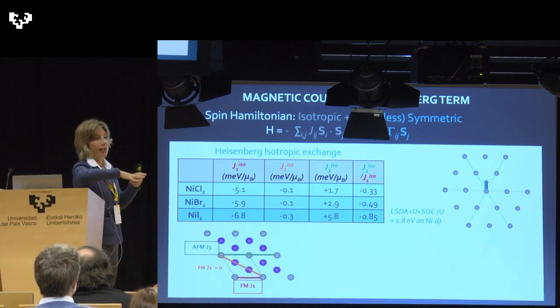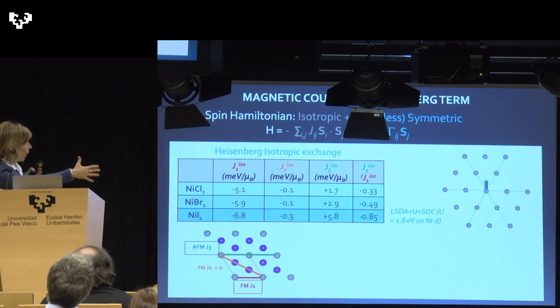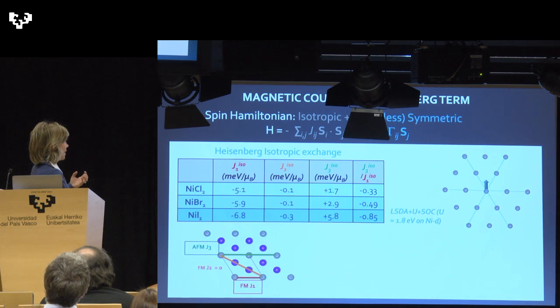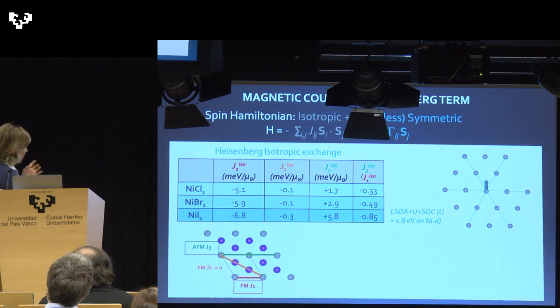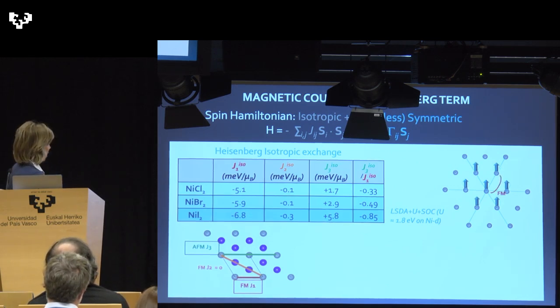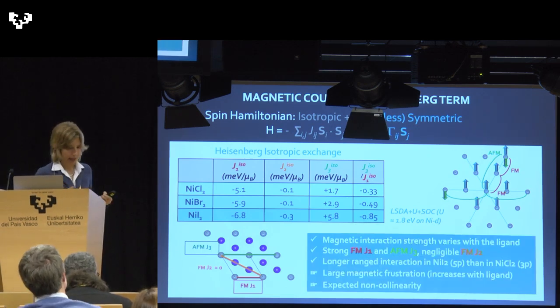So iodide has 5p orbitals, which are very wide, and they can mediate an exchange interaction on a wider scale. Chlorine is more localized, so it's meaningful that you get a J3 which is smaller in chloride than in iodide. But coming back to the J3, this is strongly positive, almost as big as J1. So actually, the first neighbor would like to be ferromagnetically coupled, but then J3, of course, makes a mess, right? Because due to the frustration, this spin here doesn't exactly know what to do. So we expect some kind of non-collinearity.